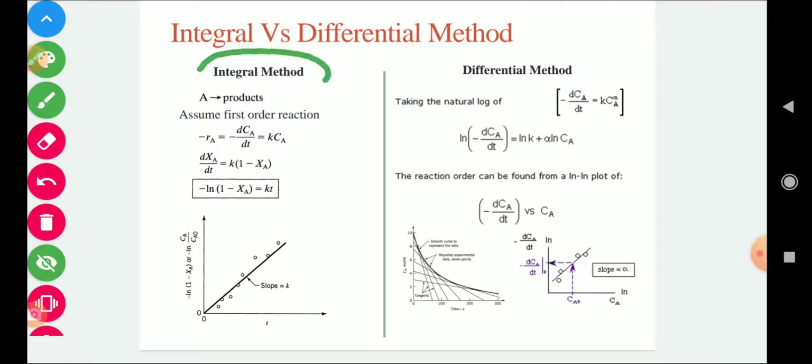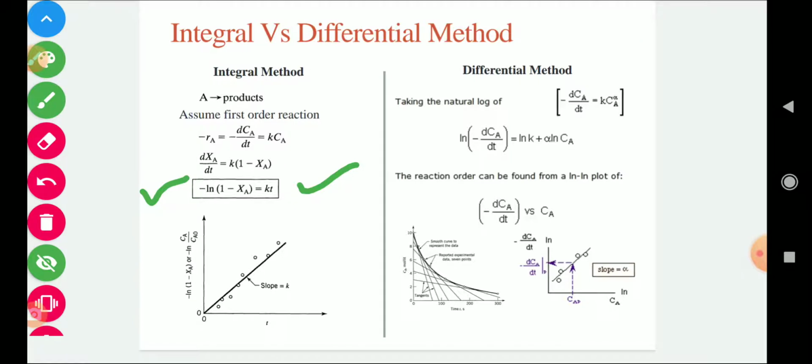So in the integral method, we assume the order of reaction, either first order, second order, or third order. Like in this case, A is converting into product, so we assume the reaction is following first order kinetics. So the rate expression will be minus rA equals k CA. First of all we assume the order of reaction, then we integrate that equation and convert it into the form of an equation of a line. So after integration, this is the final equation, and this is the equation of a line.